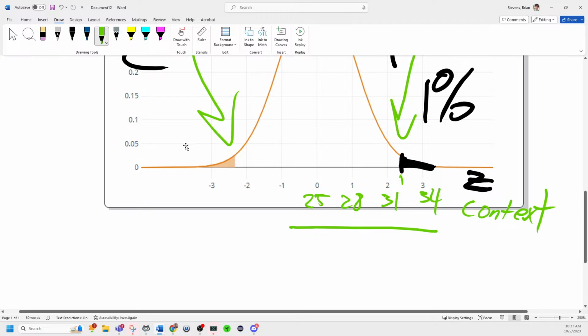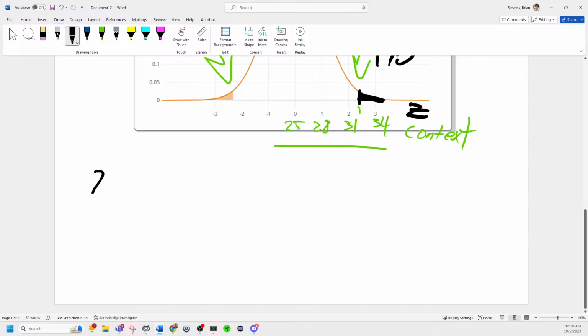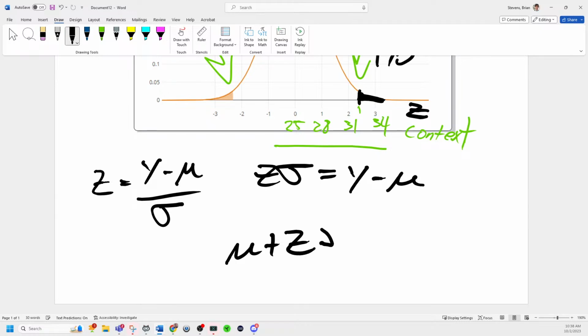So now how do we get it? Well, a z-score, if we look at the formula, z is equal to observation minus mean over standard deviation. Now you can reverse engineer this. You would multiply both sides, so z times standard deviation equals y minus mu, and then you put mu on the other side, and you get that mu plus z times standard deviation equals y.